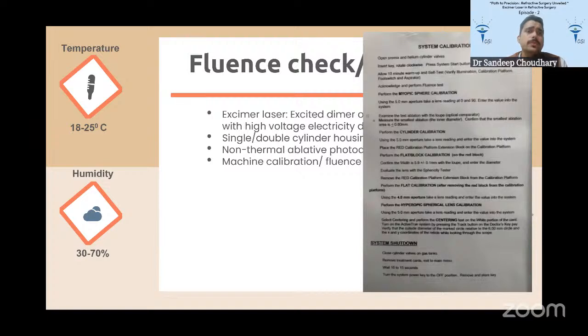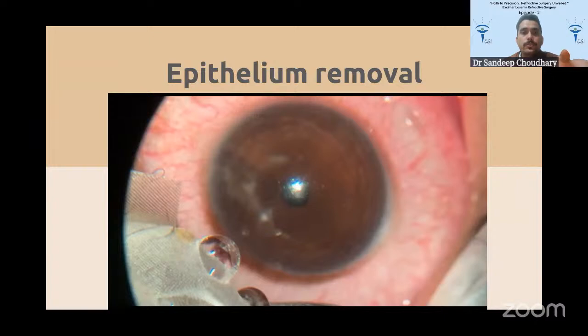This also varies with the temperature and the humidity in the operating room. So humidity plays an important role. If the humidity of the operating room is lower, the residual stromal bed tends to get dry, which eventually results in overcorrection. And if the residual stromal bed is excessively wet because of high humidity, then we can expect an undercorrection. So this is important before proceeding with the surgery.